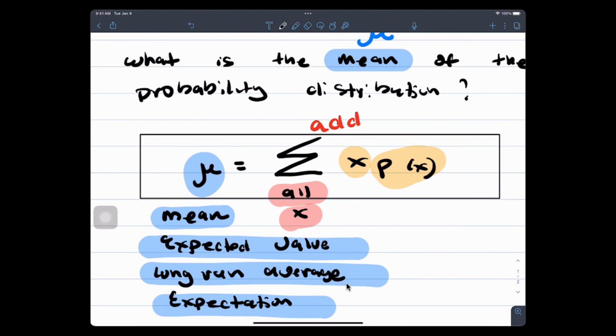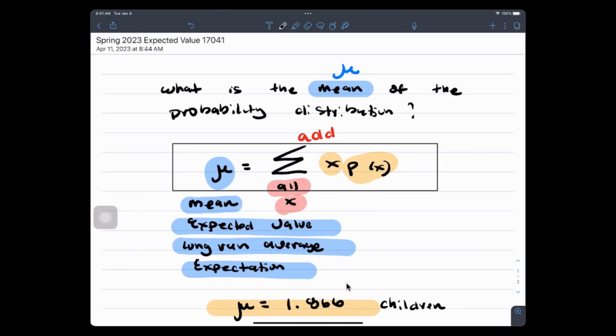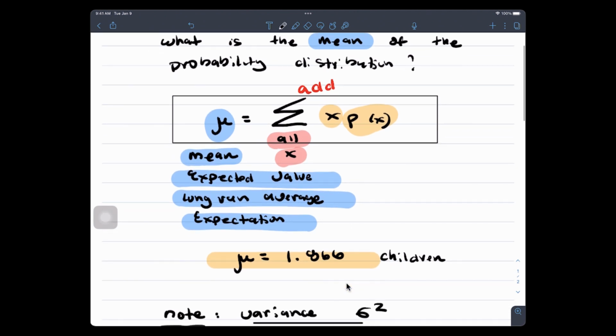Yes? Yeah, you know what it is? It's a capital letter mu. It's capital mu. And that's a Greek letter.